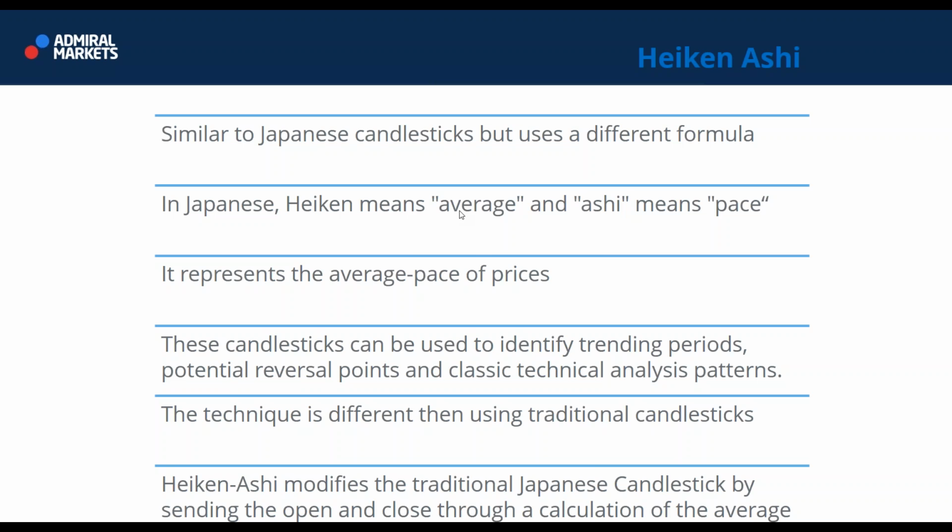And don't forget that when price is not moving, you don't trade. For that, Heiken Ashi can give you some nice filters, because candles on Heiken Ashi themselves show you the trend, show you potential reversal, and show you the wick. Different than traditional candlesticks, but still good in their own sense. So the main thing why Heiken Ashi is different from Japanese candlesticks is that it modifies the traditional Japanese candles by sending the open and close through a calculation of the average. That is the most important part.